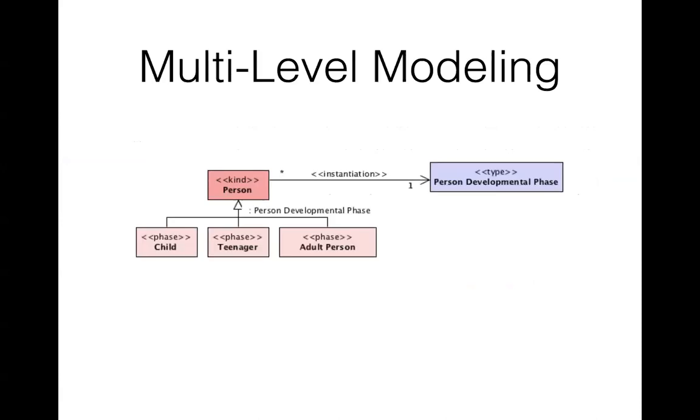So this is an example that we had of what is called, we saw this before, a type whose instances are types, right? So here we have people and the three phases of people. And we want to say that these phases are instances of a second order type. So I'm an instance of adult person, but adult person, the type is an instance of a person developmental phase, right?